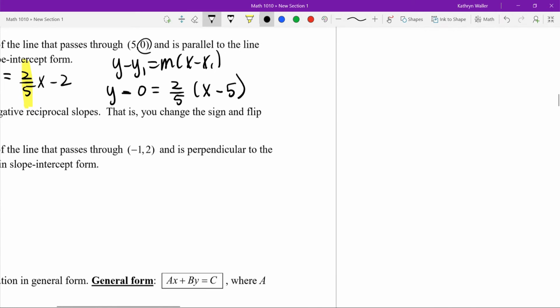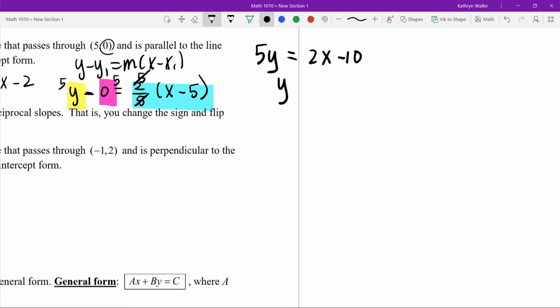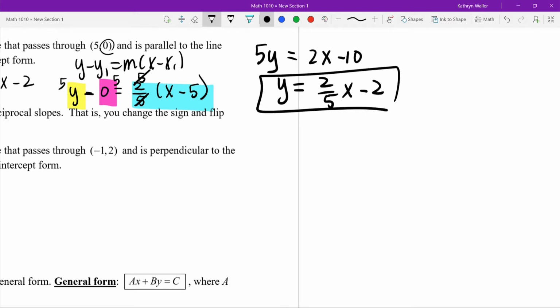Now, on this problem, I wouldn't knock the 5 out. I would just deal with it. Let's knock it out. So you're going to go here, here, and here, and I'm going to multiply by 5, multiply by 5, multiply by 5. So the yellow, 5 times y is 5y. What's 5 times 0? 0, so that doesn't do anything. These 5's in the blue right here cancel. Distribute, and you have 2x minus 10. Solve it for y, so it's y equals 2/5 x minus 10 divided by 5 is 2. There's your answer.